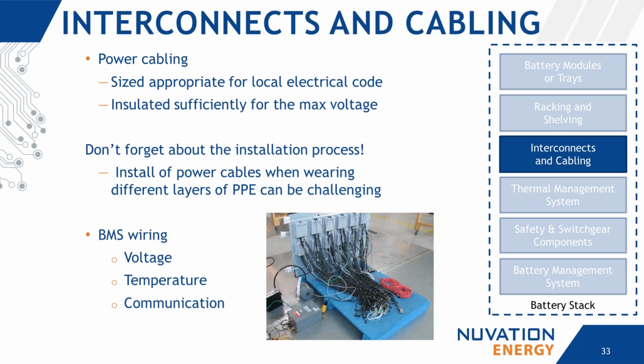Moving on, the next area is interconnects and cabling. When it comes to cabling, there are power cables as well as the BMS cables. For power cabling, you must ensure the cable is sized appropriately based on the local electrical code. This is sometimes based on the ratings of inline fuses within the system. Other times, this may be based on joint temperatures of the components that they connect to. And then, of course, you need to make sure that the cables are insulated sufficiently for the maximum voltage of the stack. And don't forget about the installation process.